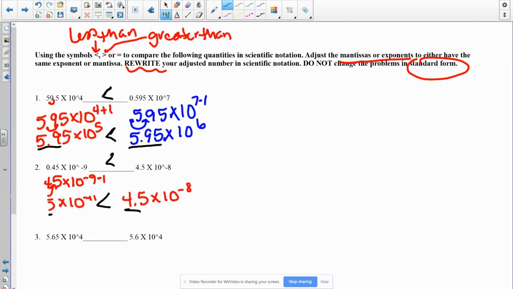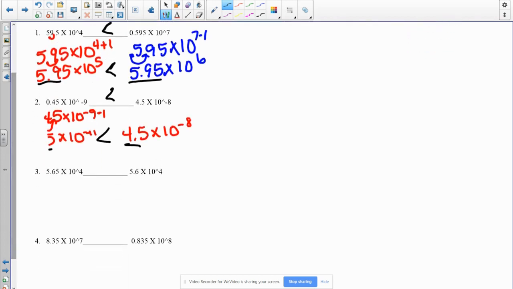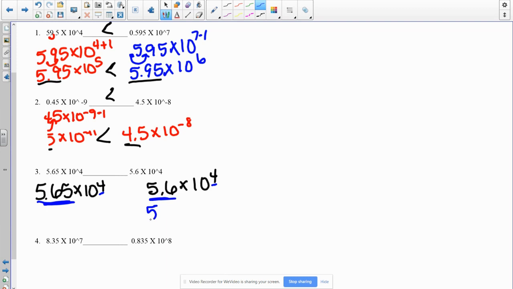Okay, this one we're going to go ahead and look at the next one. So I already noticed one thing when I look at this. I have 5.65 times 10 to the 4th. Now this time I have 5.6 times 10 to the 4th. Well, at first glance, I notice that my exponents are the same, and then I look at my mantissa, and I notice this mantissa is different than my other mantissa. So when I notice that, I'm going to look at place values, and since this is out to the hundredths, I'm going to make this one out to the hundredths without changing its value.